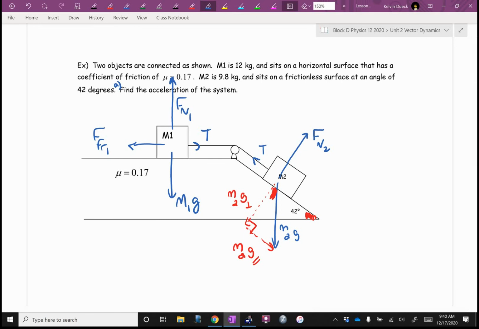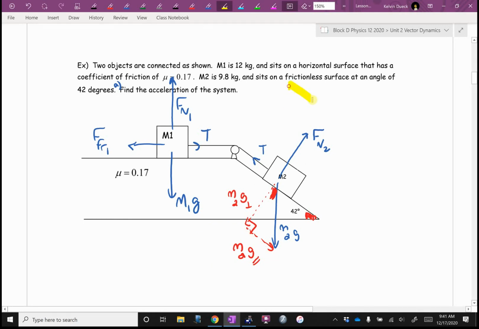If anyone's winning, who's winning? Can you see what's causing this whole chain reaction? M2G parallel. What's causing this whole thing is that if that's strong enough to overcome everything, this will slide down. If it's not strong enough, we'll find out because we'll get a negative acceleration and we'll say, ha, wrong winner.